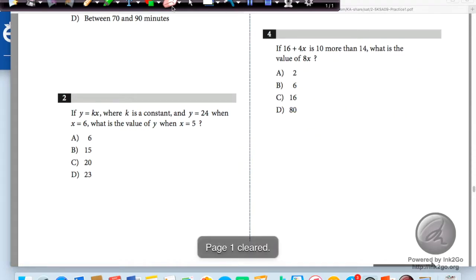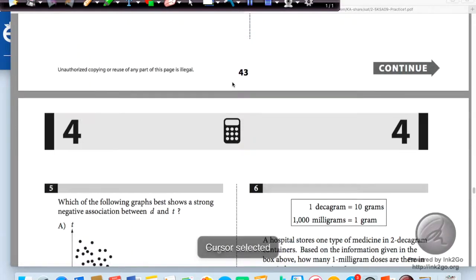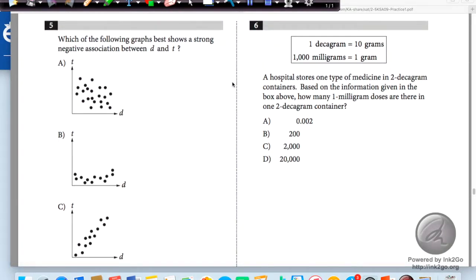Okay, let's clear that. Slide down to problem 5. Problem 5 says, which of the following graphs best shows a strong negative association between D and T?